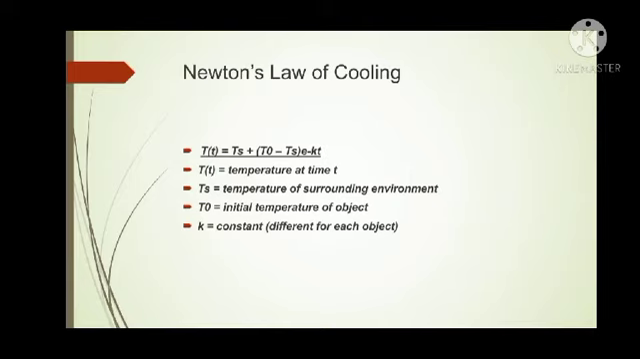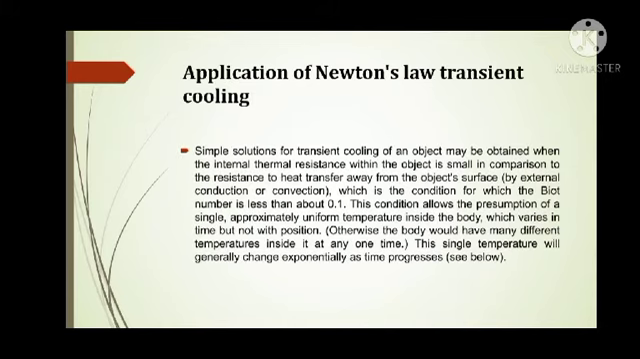Newton's law of cooling: T(t) = Ts + (To - Ts)e^(-kt). Here T(t) is the temperature at time t, Ts is the temperature of the surrounding environment, To is the initial temperature of the object, and k is the constant.